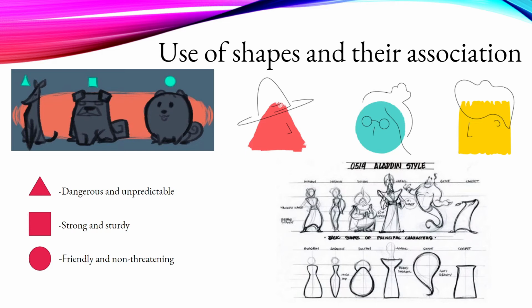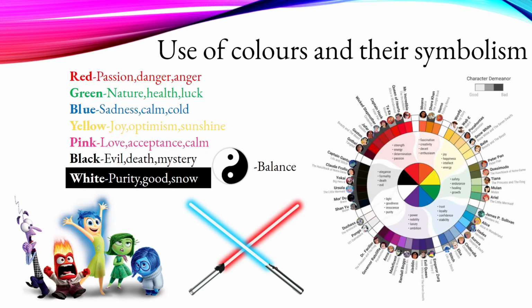Circles are seen as non-threatening since they have no sharp edges. They can also symbolize the planet we live on or the circle of life. Characters made up of circles and ovals will be seen as friendly, optimistic, and not dangerous.